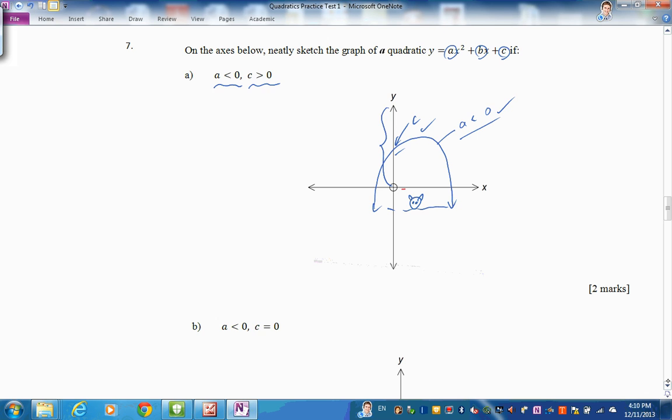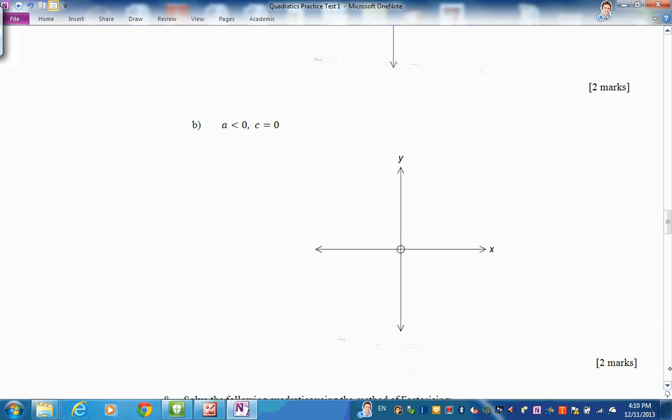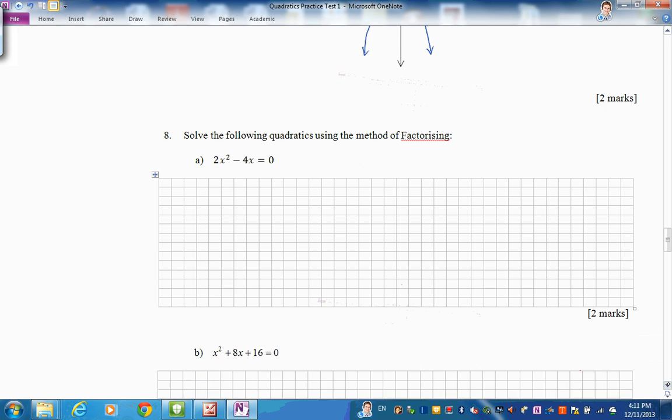All right, let's have a look at the next one. A is less than 0, so that's concave again, but C equals 0. So it's got to look like this. Cuts the y-axis at y is equal to 0. Okay, so that's that value there. So there's 1 mark for the concave down and 1 mark for that point there. All right, let's go on. Doing some fundamentals about this graph, basically.